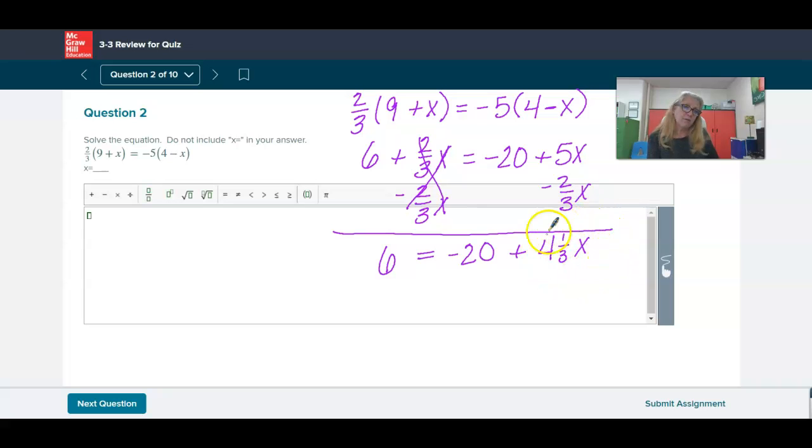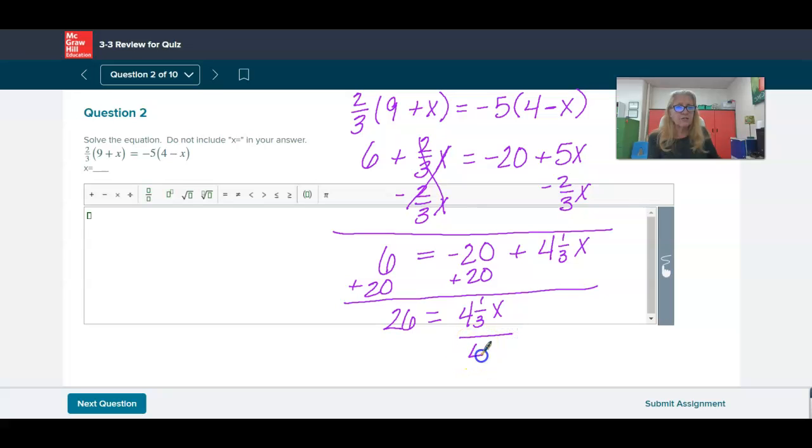I want to get the variable term alone, so I need to get rid of this negative 20. So I will add 20 to both sides. And that gives me 26 on the left and just 4 1/3 x on the right. This is 4 1/3 times x. So to get rid of it, I just divide both sides by 4 1/3.